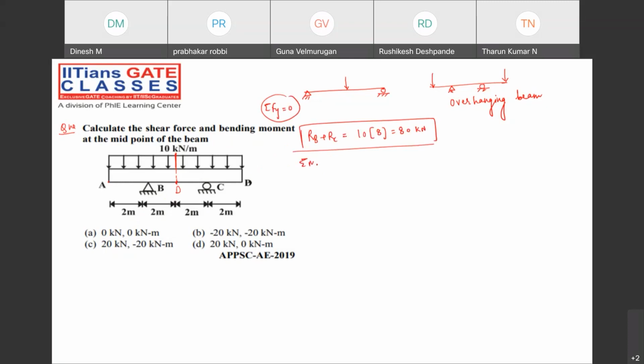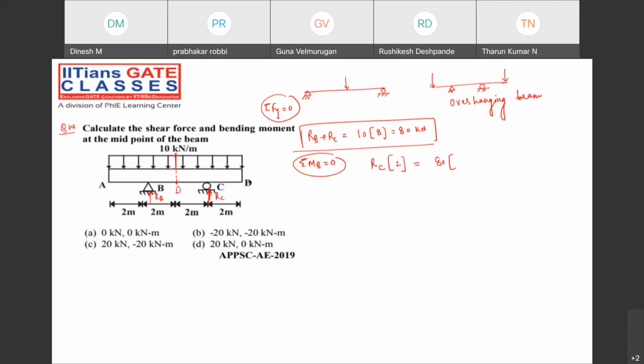Now take summation of moment about B must be 0. Summation of moment about B must be 0. So RC into 2, that is equal to this uniformly distributed load, that is 10 into 8, that is 80.